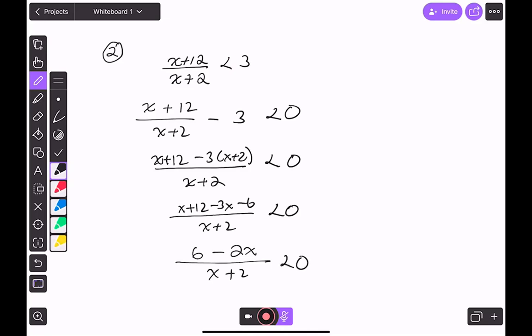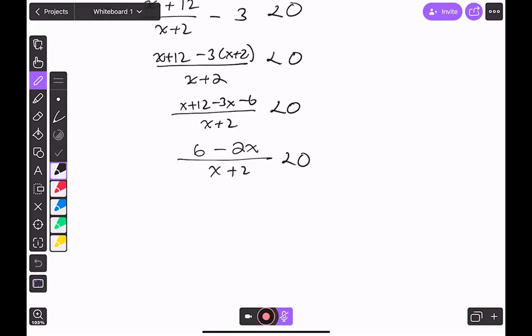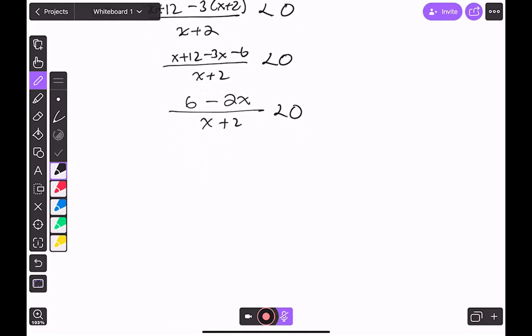So what we've agreed upon when we're doing these problems is that if you have a rational inequality, what we want to do is get one term completely factored compared to 0. And we almost have that. I'm just going to factor it for you. 2 times 3 minus x on top. The bottom factored is x plus 2.